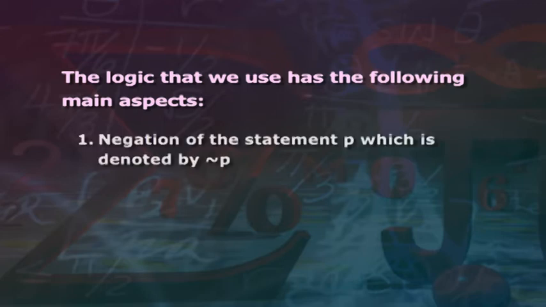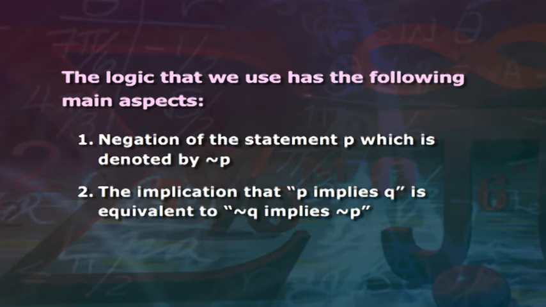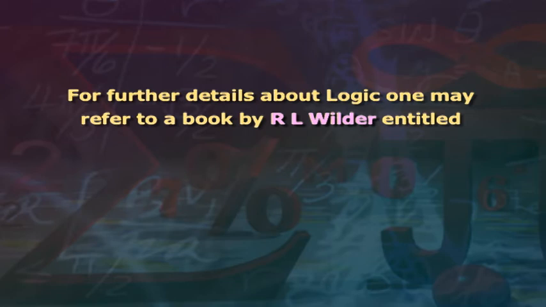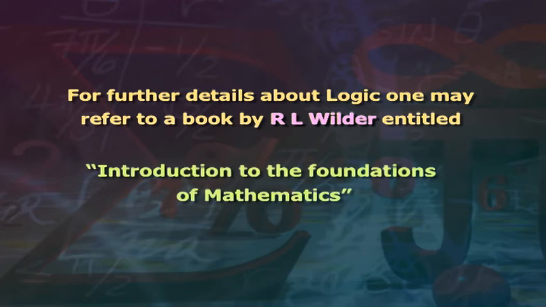The logic that we use has the following main aspects. 1. Negation of the statement P, which is denoted by not P. 2. The implication that P implies Q is equivalent to not Q implies not P. 3. The method of reductio ad absurdum, also known as the method of contradiction. In this method of proof, one arrives at some absurd or untenable statement if one assumes that what is to be proved is false. For further details about logic, one may refer to a book by R.L. Wilder entitled Introduction to Foundations of Mathematics.